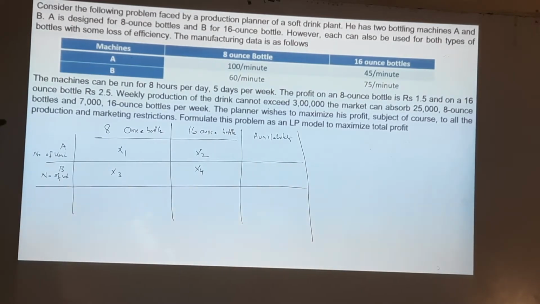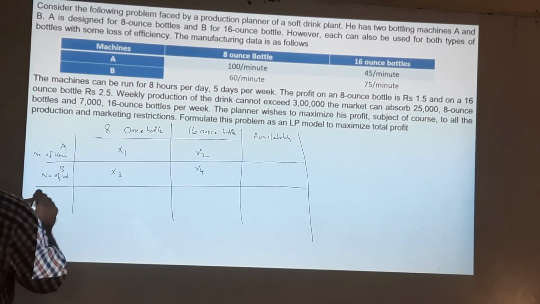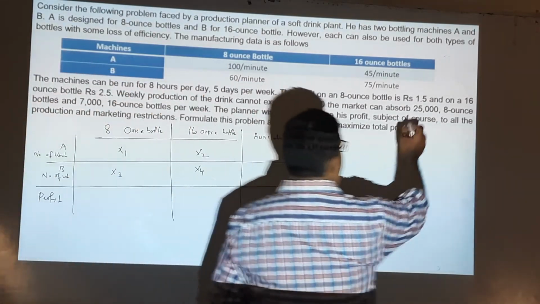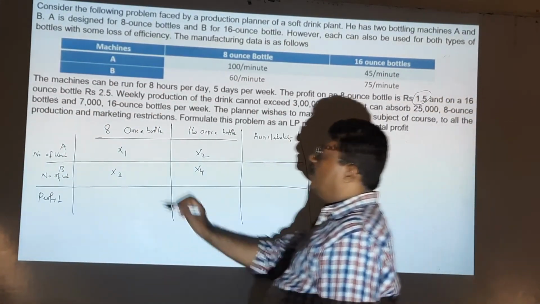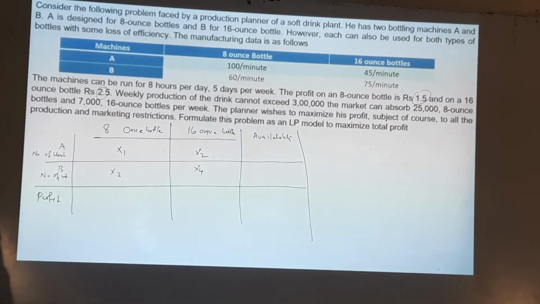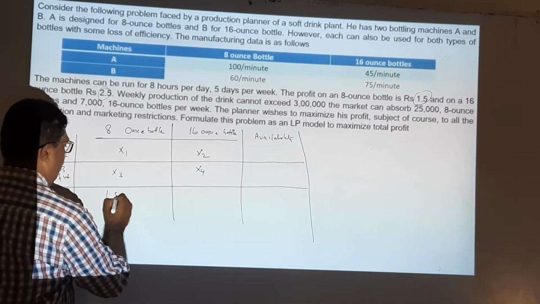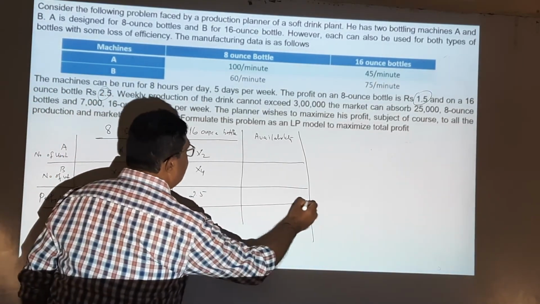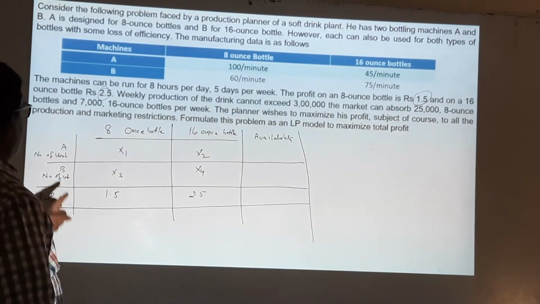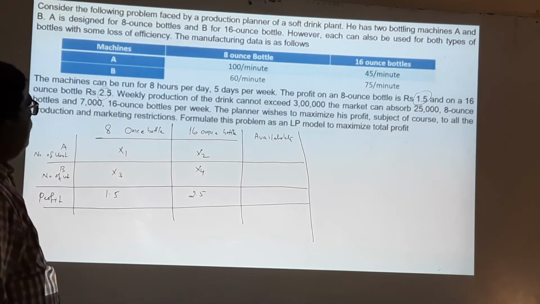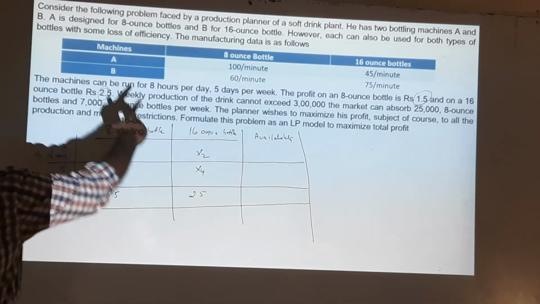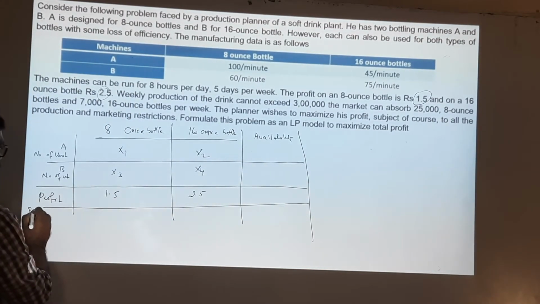What is the profit? 8-ounce bottle, what is the profit? 1.5. Agree? And 16-ounce bottle, it is 2.5. So I am just giving 1.5 rupees here and 2.5 rupees as profit. Now, the machine A, what is the production time? Production time constraint.